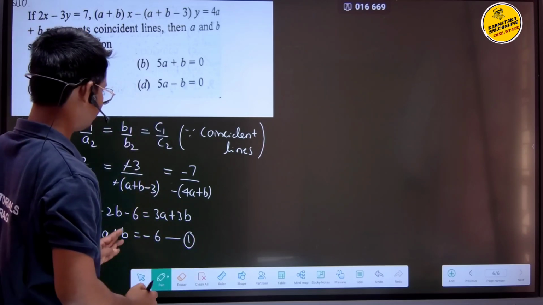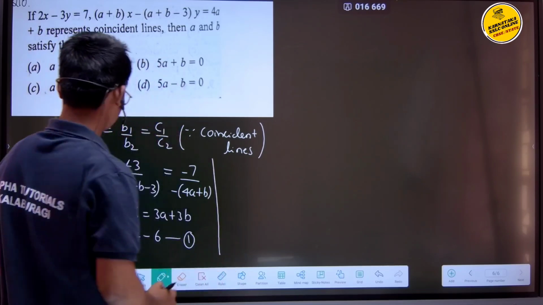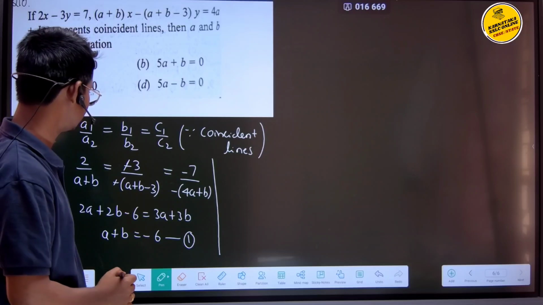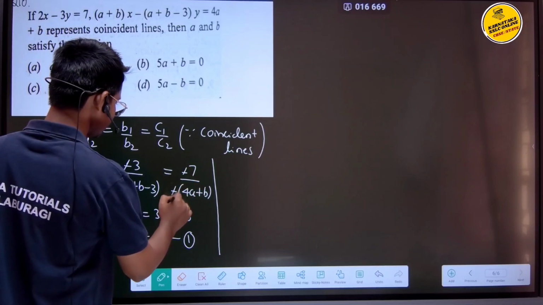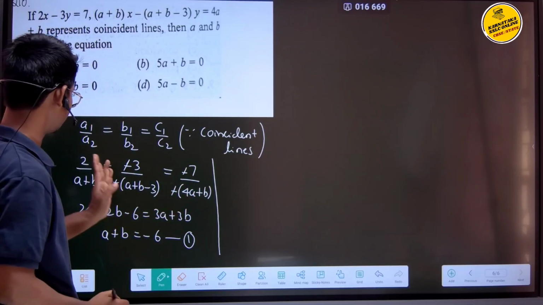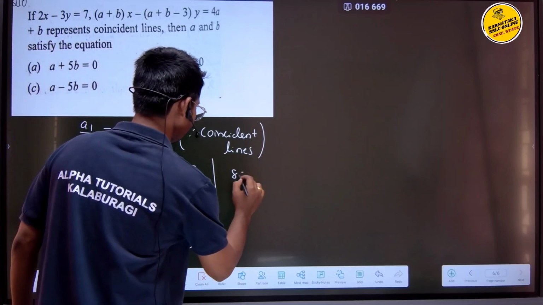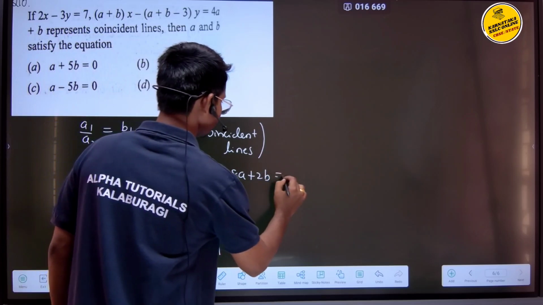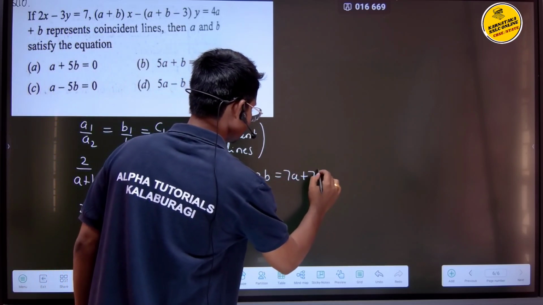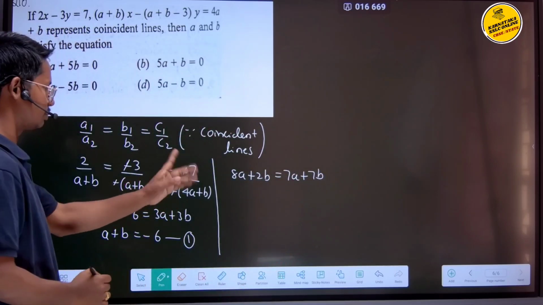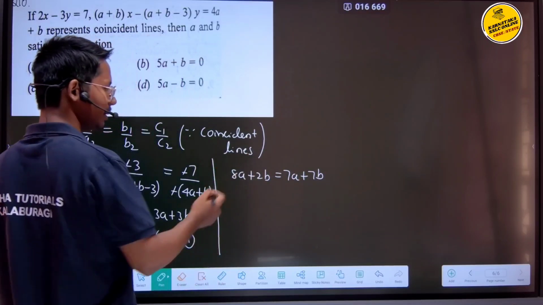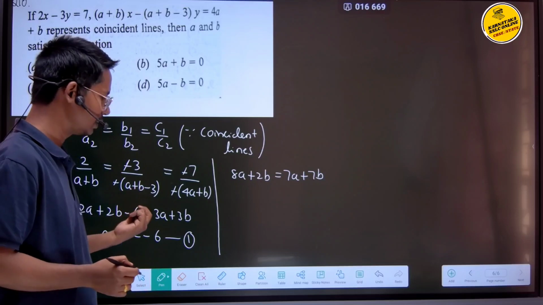Similarly, I'll take the first fraction and the third fraction. Again I'll cancel minus and minus. Cross multiply: 2 into 4a, 8a plus 2b, is equal to 7a plus 7b. I have cross multiplied. Now I'll take the left side. Shifting depends on the coefficient of that variable.